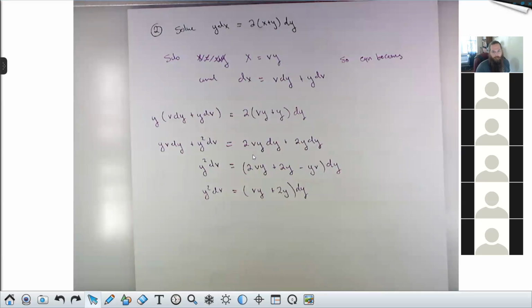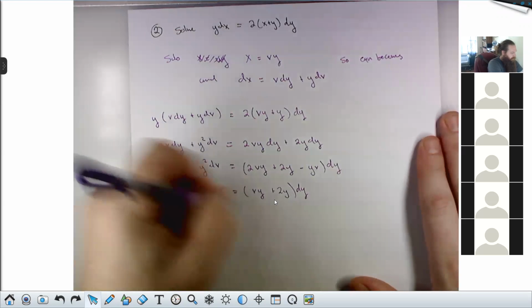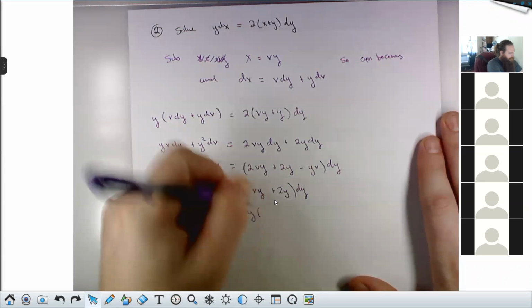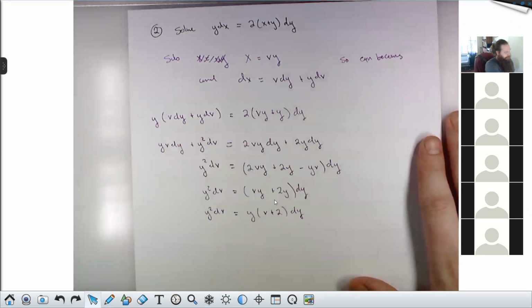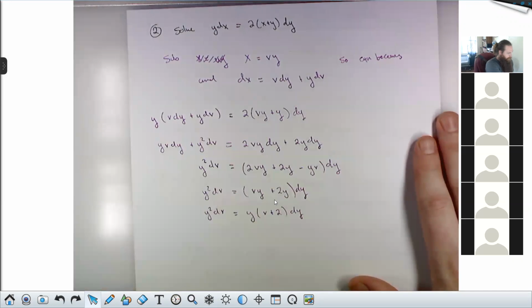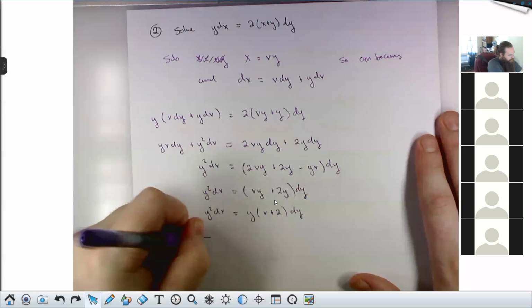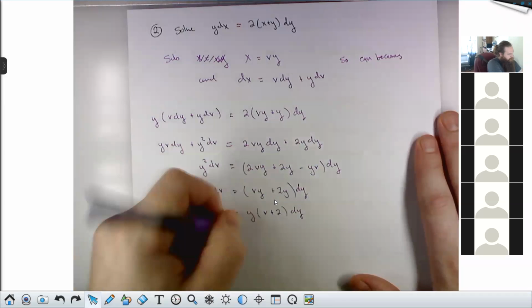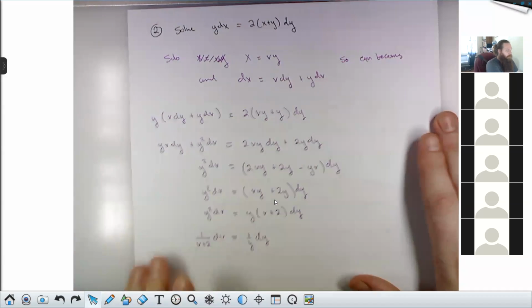You can factor out a y on the right side. Very good. The right-hand side, vy plus 2y, has a common factor of y. So I get y squared dv is equal to y times (v plus 2) dy. Now I'm going to divide both sides by y squared and by v plus 2, and you get 1 over v plus 2 dv is equal to y divided by y squared, which is 1 over y, dy.